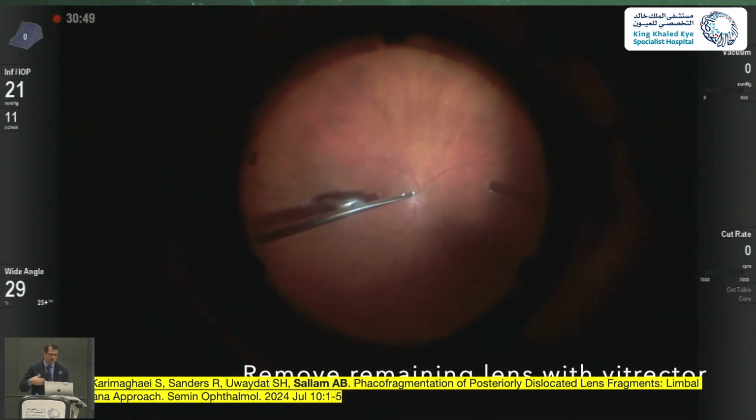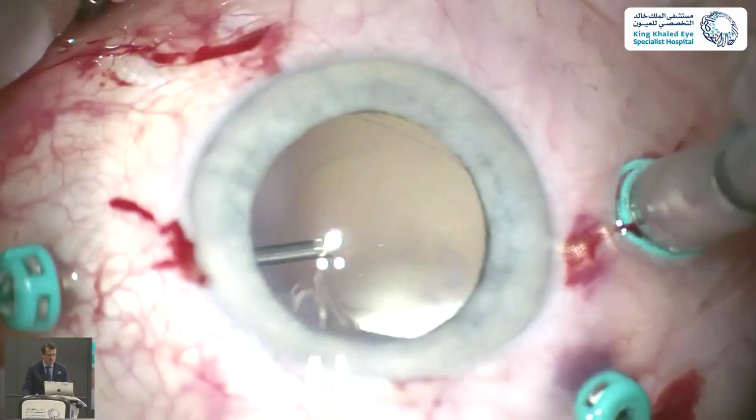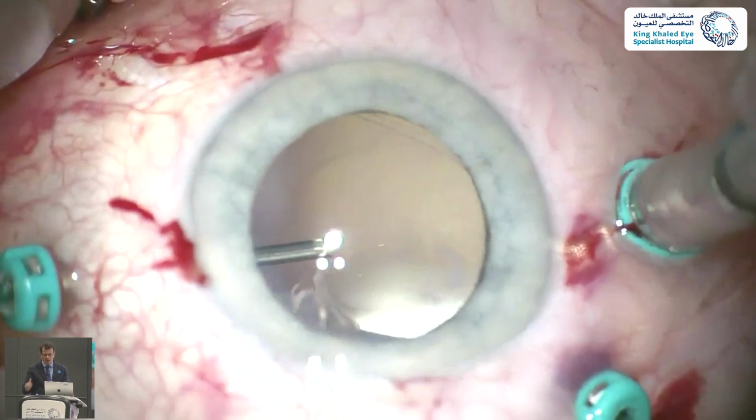And then after that you finish, and remember the most important thing is to check the retinal breaks and entry sites. And again, if you have lens matter, remember to remove all the lens matter because you want this eye to quieten down.